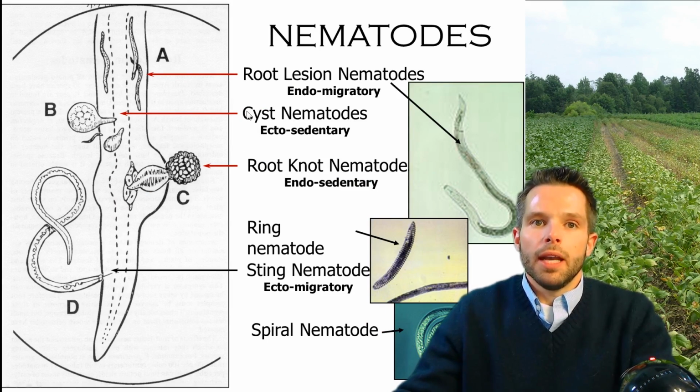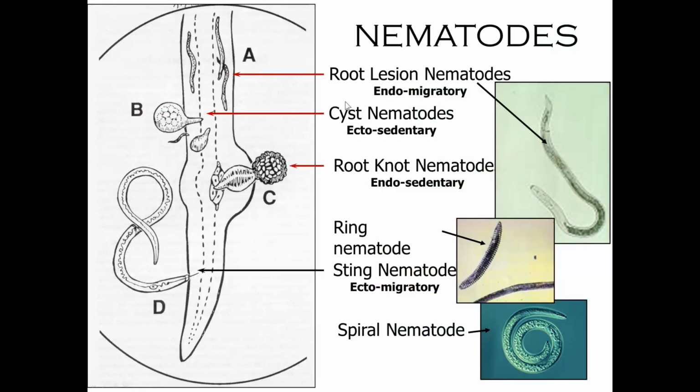Now the fourth group are the nematodes, and nematodes come in a couple different types. We actually have four listed on this slide. So we have the endomigratory parasites. These guys will invade the root system and move inside the root. Endo means inside, and migratory means that they can continue to move throughout their entire life cycle. We'll contrast that a bit with the ectosedentary nematodes.